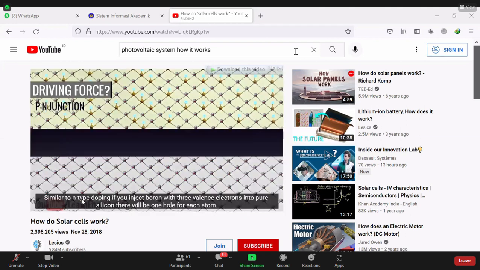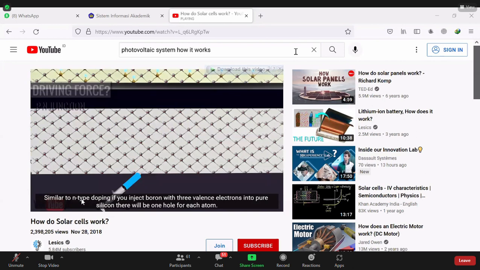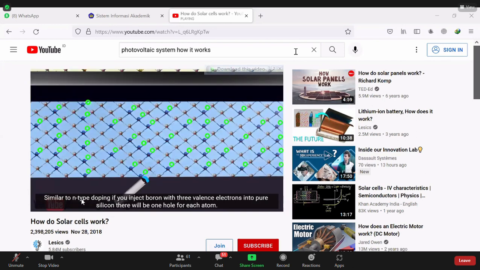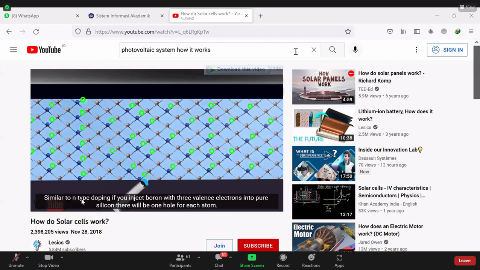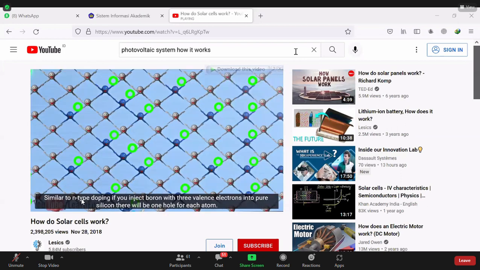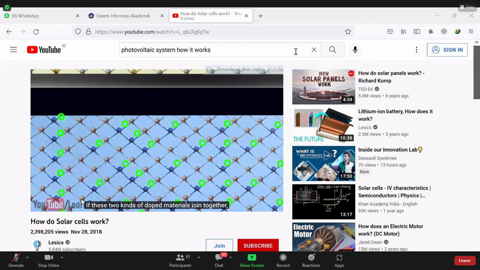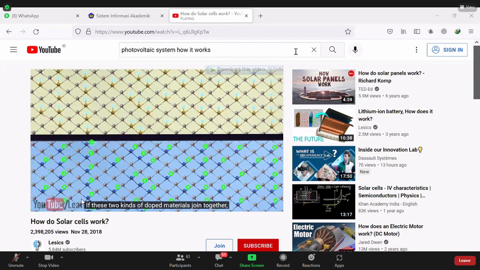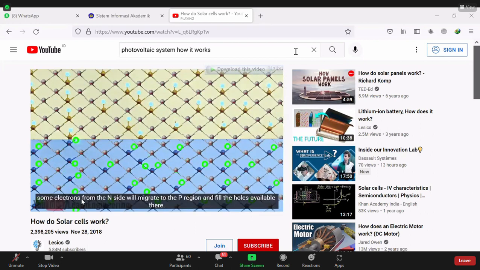Similar to N-type doping, if you inject boron with 3 valence electrons into pure silicon, there will be one hole for each atom. This is called P-type doping. Kemudian boron diinjeksi lagi gitu, supaya terjadi aliran supaya jadi konduktor lah. If these two kinds of doped materials join together, some electrons from the N side will migrate to the P region and fill the holes available there.